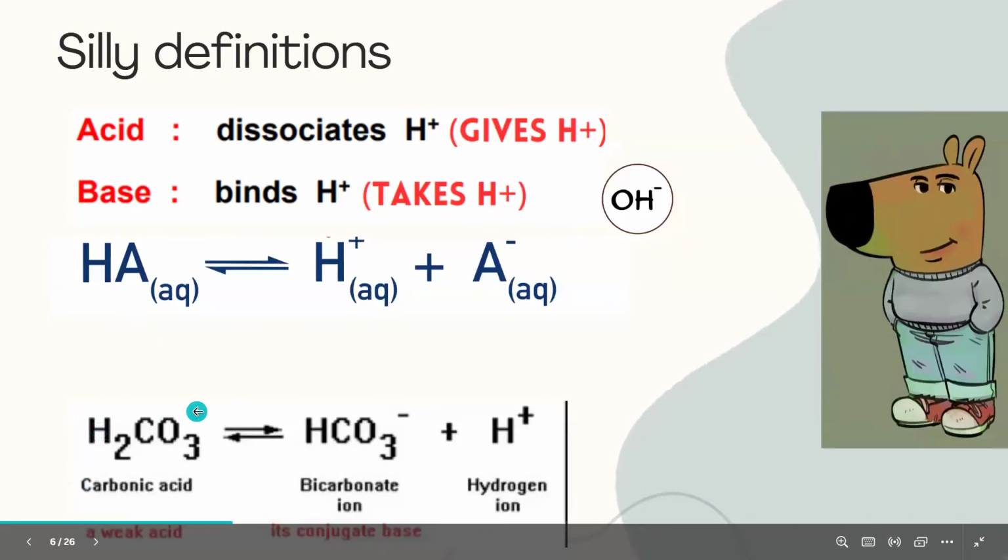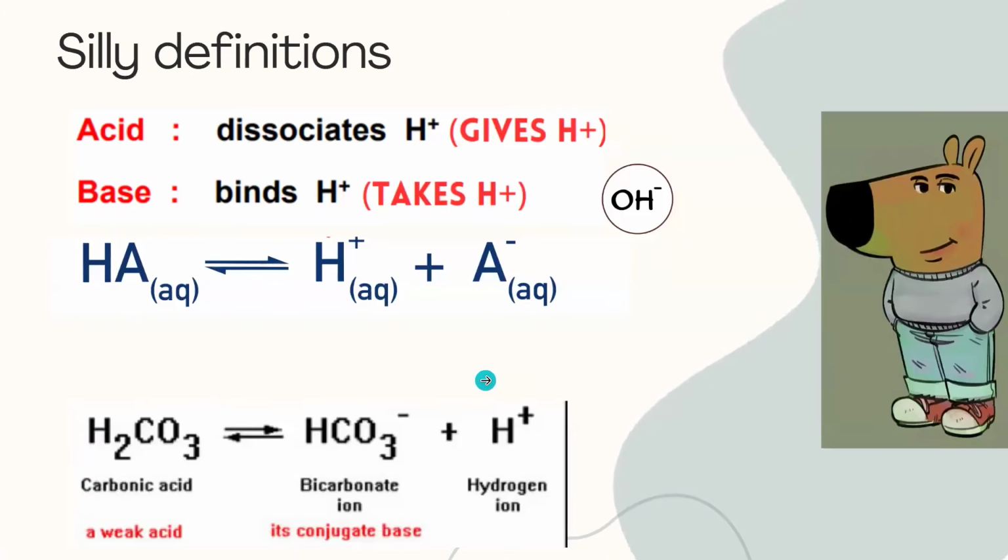Now, a major example of this in the body is carbonic acid. It's a weak acid, and it's going to dissociate or give us protons. All right. And a bicarbonate ion, which is its conjugate base. And again, like I told you, likewise, these two can basically combine and give us carbonic acid.